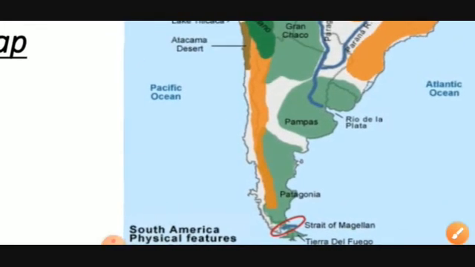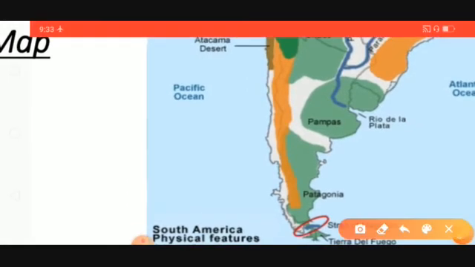Coming towards the south, where the mainland and Terra del Fuego Island are separated by a small water body, you can draw a line here and write Strait of Magellan. Then mark the southern tip and write Terra del Fuego Island. It is a group of islands at the south. This island just coming below, you have to mark and write Terra del Fuego Island.